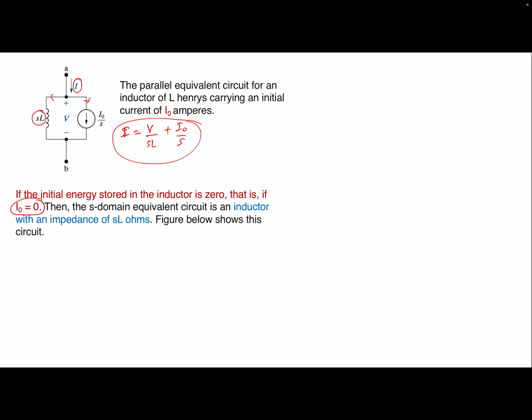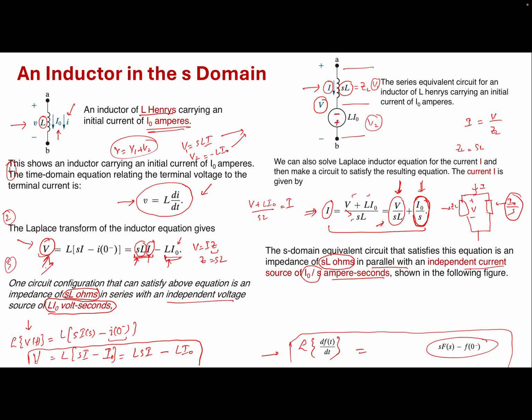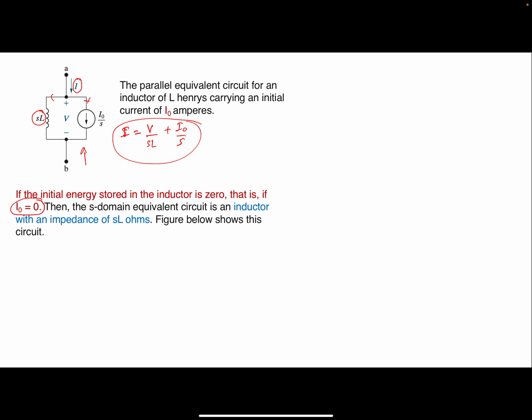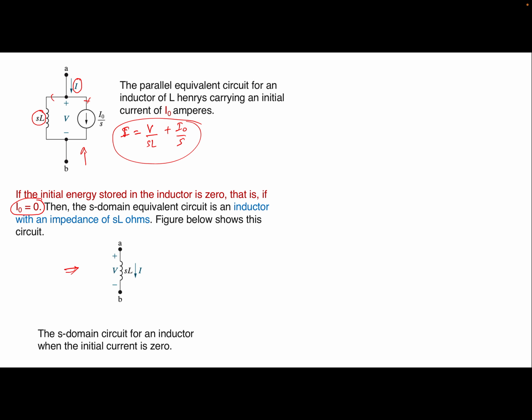If I naught is 0, this right branch is going to go away. Similarly, in the series case as well, there is not going to be anything L i naught. So all I will be left with is just an inductor representing the impedance of the inductor. My model will be reduced to this simple model where I have a current I flowing through it, the voltage across it, and the impedance of the inductor, which is SL. Again, this simplified model is when your initial current is 0 or there is no initial energy stored.